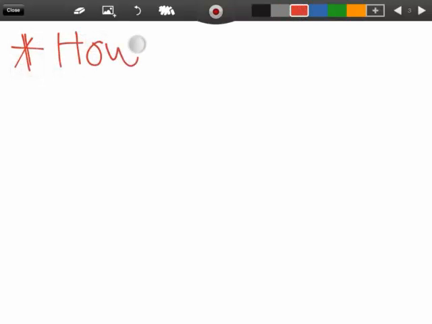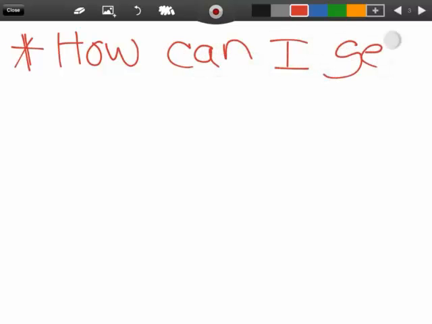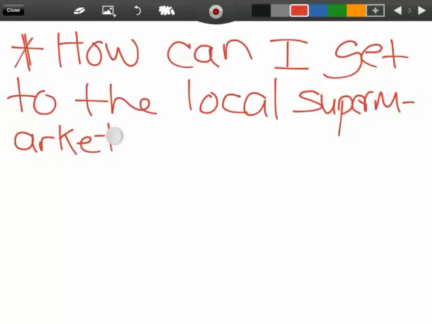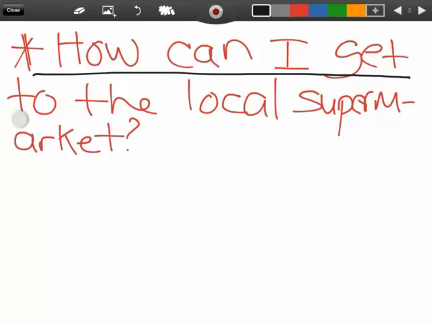How can I get to the local supermarket? I'm going to go ahead and underline these for you. This is important. How can I get to the is the basis of our question, and that is, how can I get to the local supermarket?